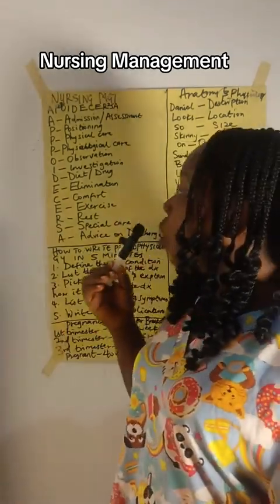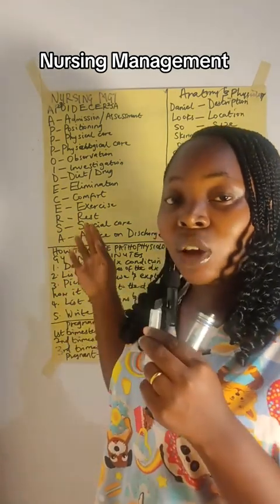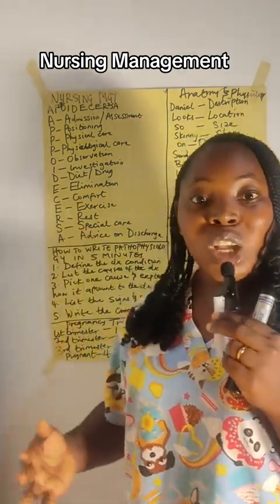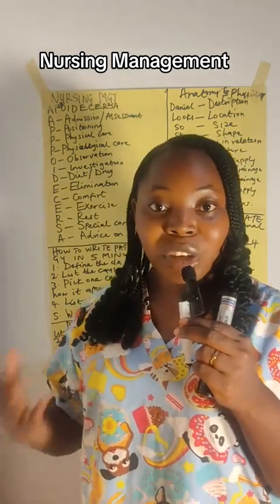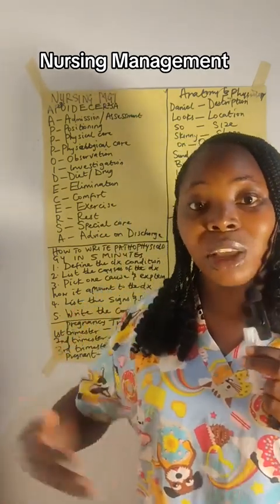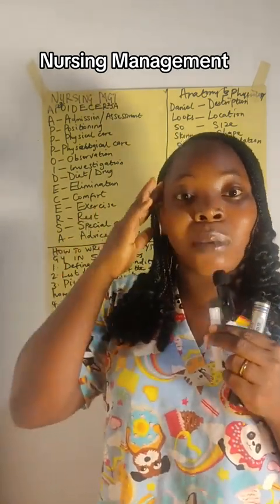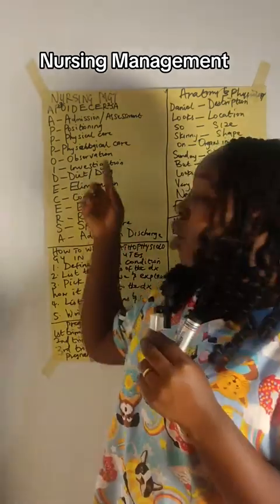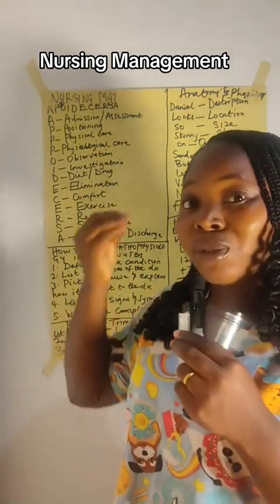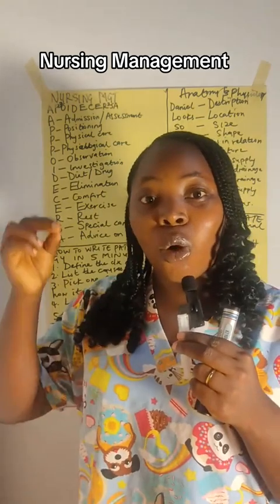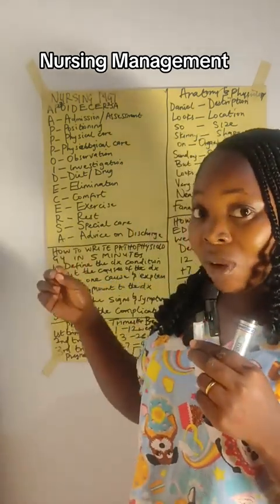O stands for observation. In this observation, that is where you are going to observe things about the patient, the gaits, the way the patient walks, the way the patient talks. If it's a patient with mental problem, in this observation, that is when you are going to observe if the patient is oriented or disoriented.